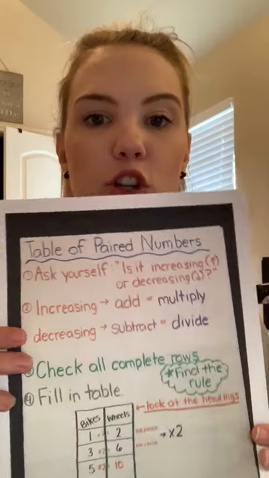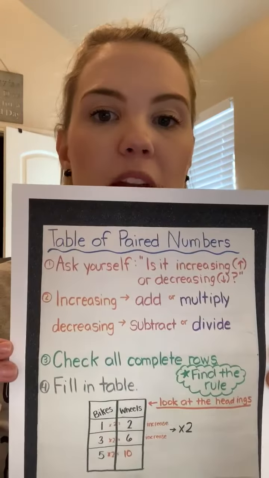Everybody. We're going to talk about tables of paired numbers, also called in and out tables or input-output tables. So we learned this, but we didn't spend a lot of time on this. So really focus when I'm talking to you about this lesson. In a table of paired numbers, there's multiple steps that we have to do.